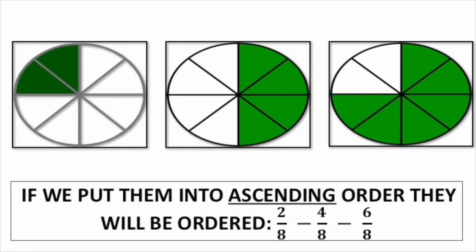If we put them into ascending order, they will be ordered 2/8, 4/8, 6/8. You see, we start with the smallest here, only 2 parts. Then the next one, the next biggest, 4 parts. And finally, the biggest, 6 parts. This is what we call ascending order, going up.